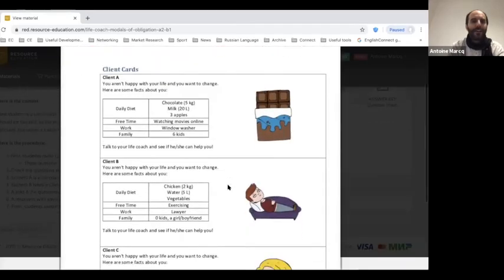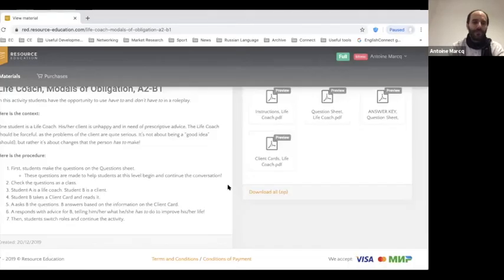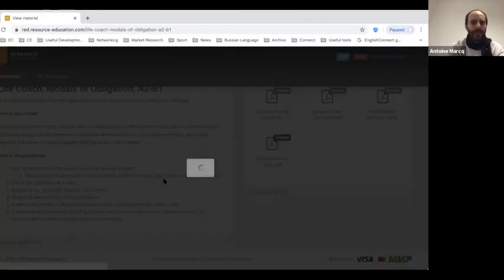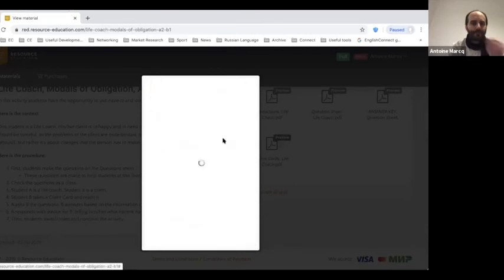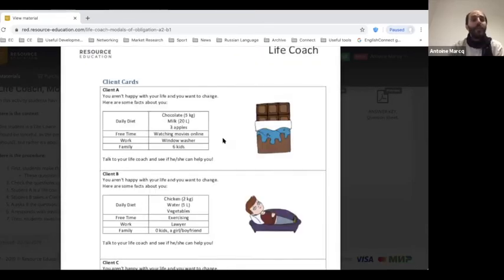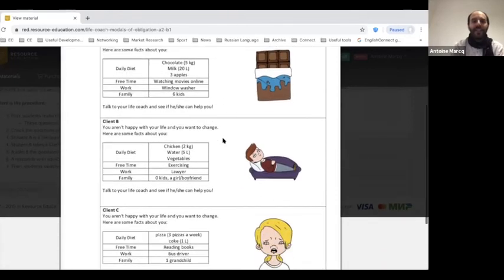So there you have client cards. Client A, you aren't happy with your life and you want to change. Here are some facts about you. Daily diet, chocolate 5 kilos, milk 20 liters. That must be like a hot chocolate dreamland. 3 apples, that's pretty good. Free time, watching movies online. Work, window washer, family, 6 kids.